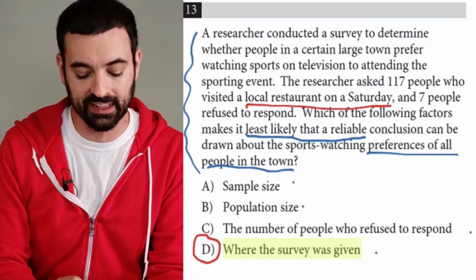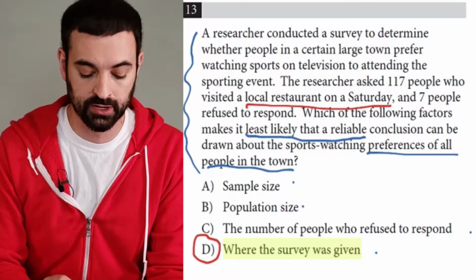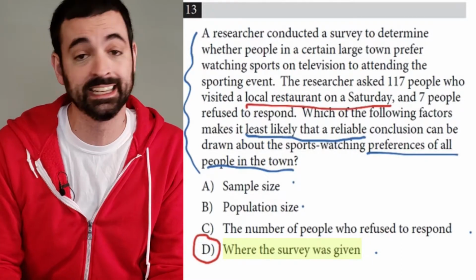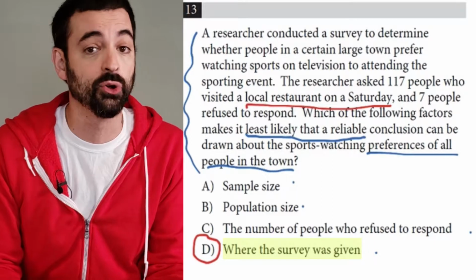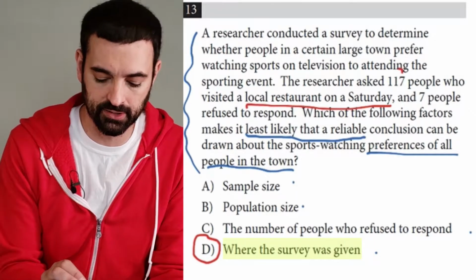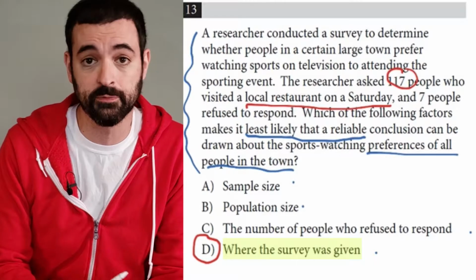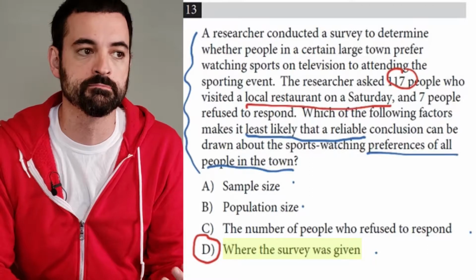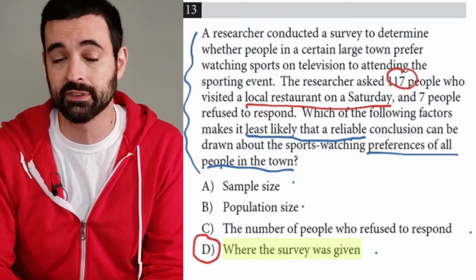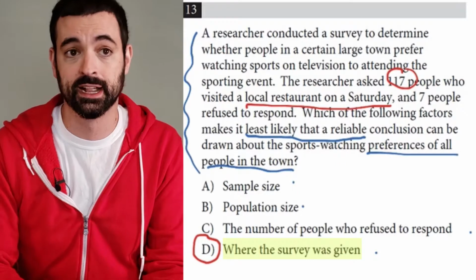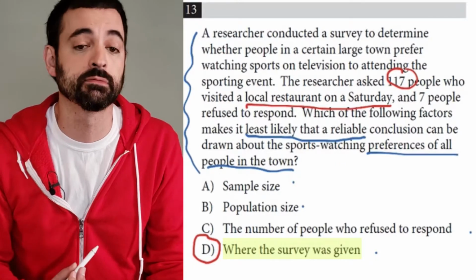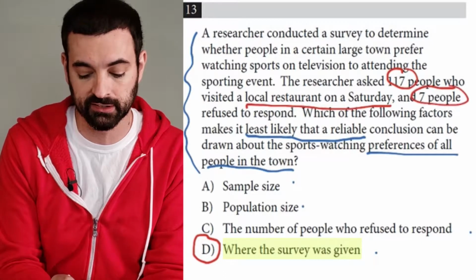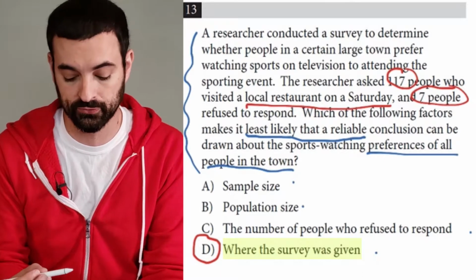The only time that sample size or population size or the number of people who refuse to respond will be the answer is when the numbers are exceedingly low. I'm talking about low single digits. And here they had 117 people respond. That's enough people. You know, when survey companies like Gallup polls do election surveys, a lot of the time they talk to 1,000 people, and that's for a country of 300 plus million. So 117 people can be controlled for. Even 7 people refusing to respond can be controlled for.